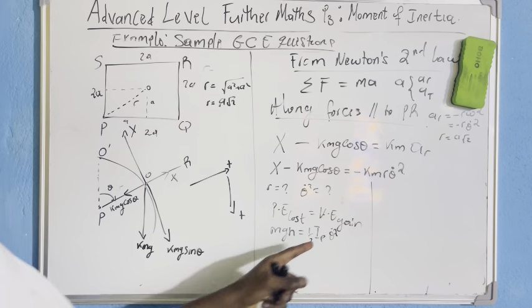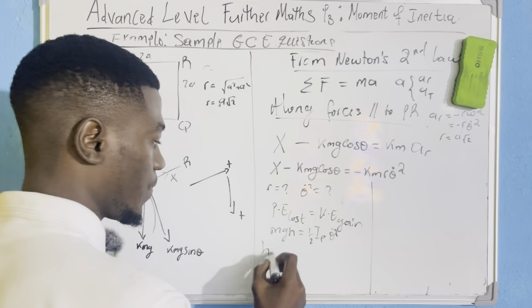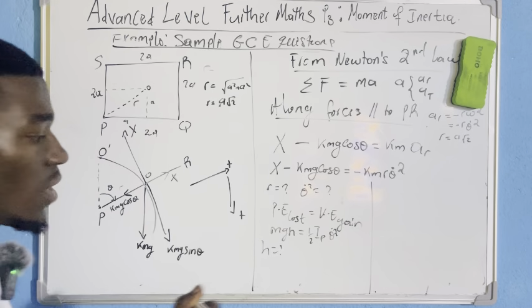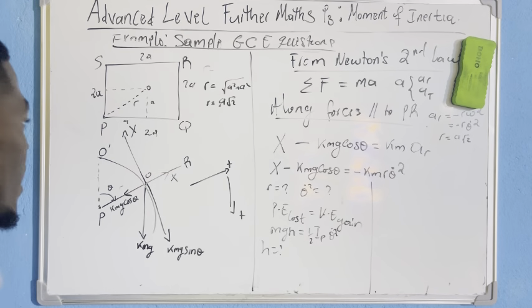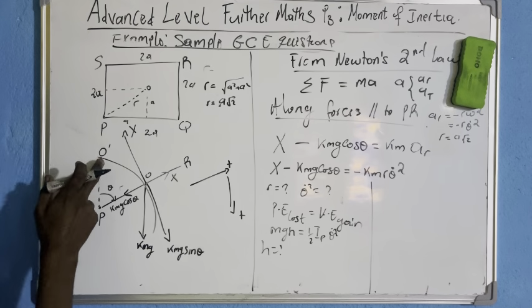Now, am I having IP? No. So I have another two unknowns here. I'll first of all calculate h. H is the loss in height. Now let us come back to our diagram and see how the height is being lost.